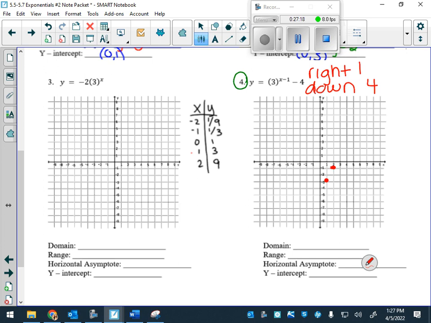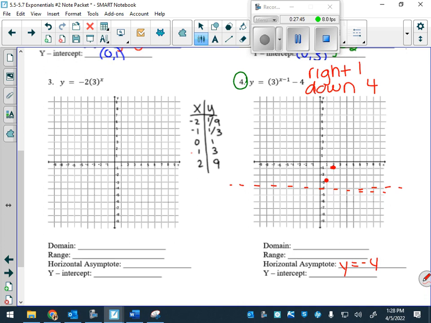What is our new horizontal asymptote? And I'll plot more points. What is our new horizontal asymptote? Danielle? Y equals -4. Okay. All right.